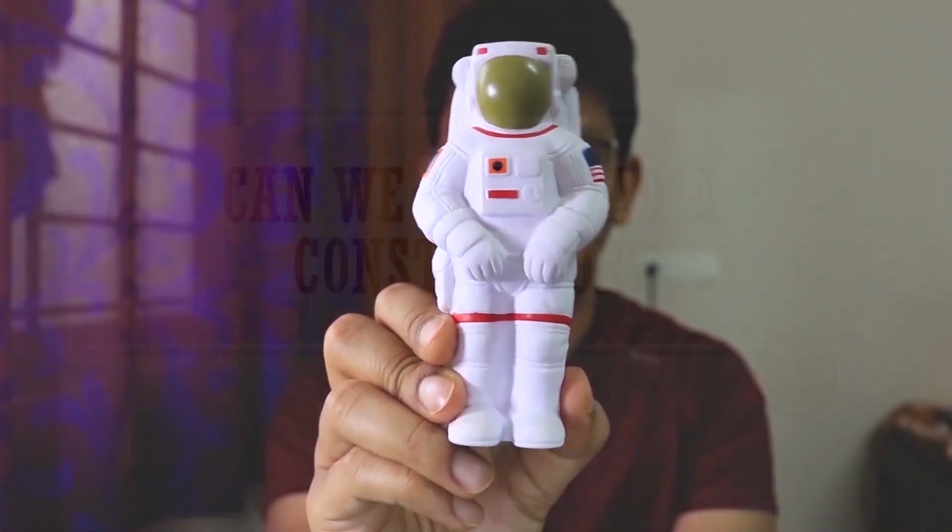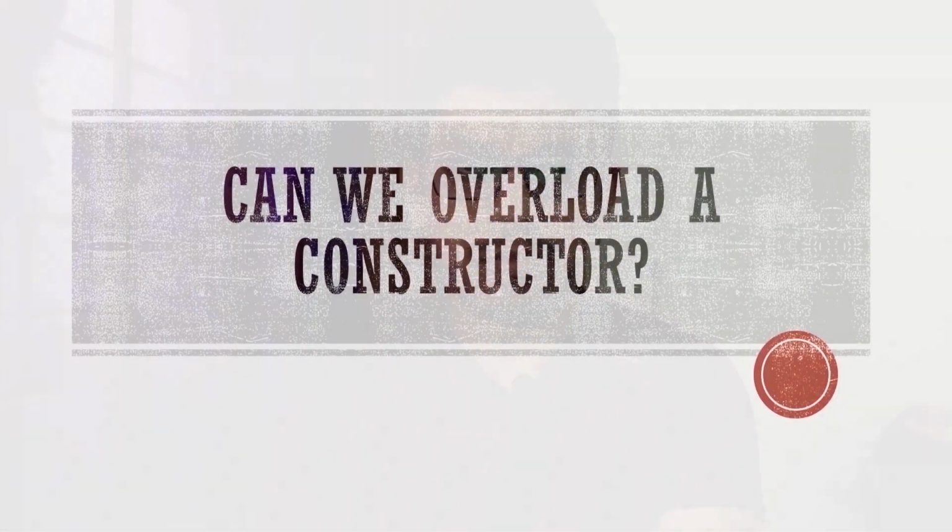Can we overload a constructor? A constructor can be overloaded by implementing multiple constructors in the same class. So a constructor is bound to a class, but a constructor cannot be overridden in a subclass, because overriding happens when a subclass or child class extends the parent class, and there it overrides the base functionality of the parent class. But we can override a method in a subclass, but not a constructor.